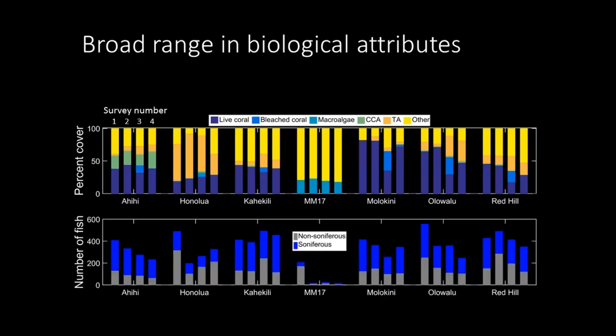In terms of the fish, I've split this up into soniferous, and it shouldn't really say non-soniferous, it should say, I guess, potentially soniferous, because we don't know that they don't make any sound. Roughly split at all of the reefs between soniferous and these other fish. What we see here is that, again, at the sandy control site, very few fish, but there's a lot more variability here in terms of the fish surveys at each of these reefs, within reefs over time. And I think that'll become important shortly.